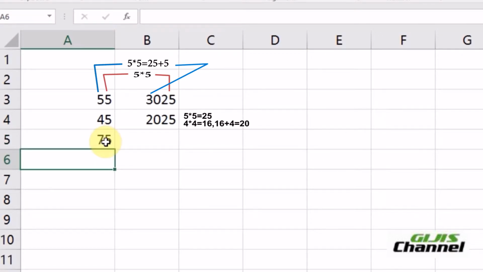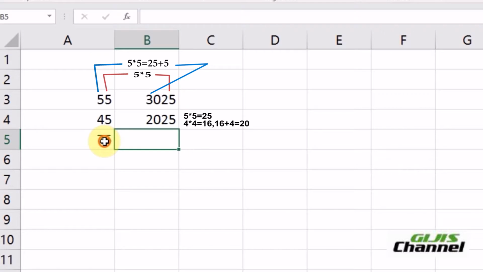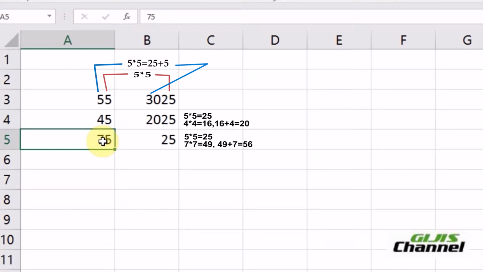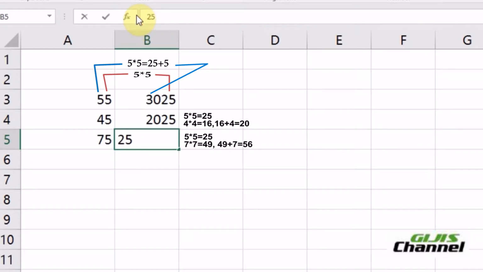75. What is 75 squared, or 75 times 75? As I said before, on the right side, multiply the number by itself. So 5 times 5 is 25. Write down the answer there, 25. The next step is 7 times 7 is 49. Then add the 7 to that answer. So 49 plus 7 is 56. So the answer is 5625.